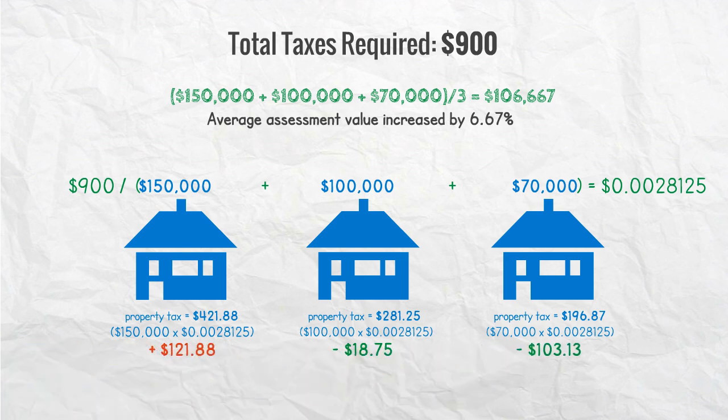As you can see, how your taxes change each year depends on how your assessment changes in comparison to the average assessment changes in your city. In our example, the average assessment increased by 6.67% to $106,667 in year 2. Because house number 2 and house number 3's assessment change was less than the average, they had a tax decrease, even though the city didn't collect more in total taxes. Only house number 1 with a 50% increase in assessment value had to pay a significant increase in taxes.